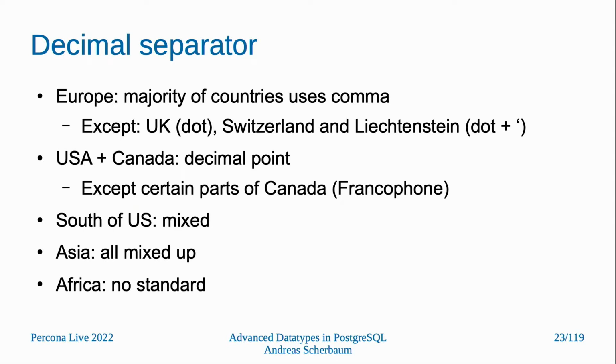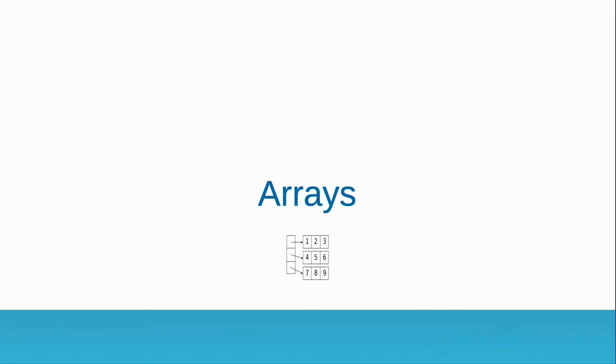Just to give you an example, in most European countries we use a comma as a decimal separator, except the UK because, well, UK. In the US you have a decimal point, except certain parts of Canada, of course. So if you try to export dollars into euros in Europe somewhere, you get totally different values. Don't do it.